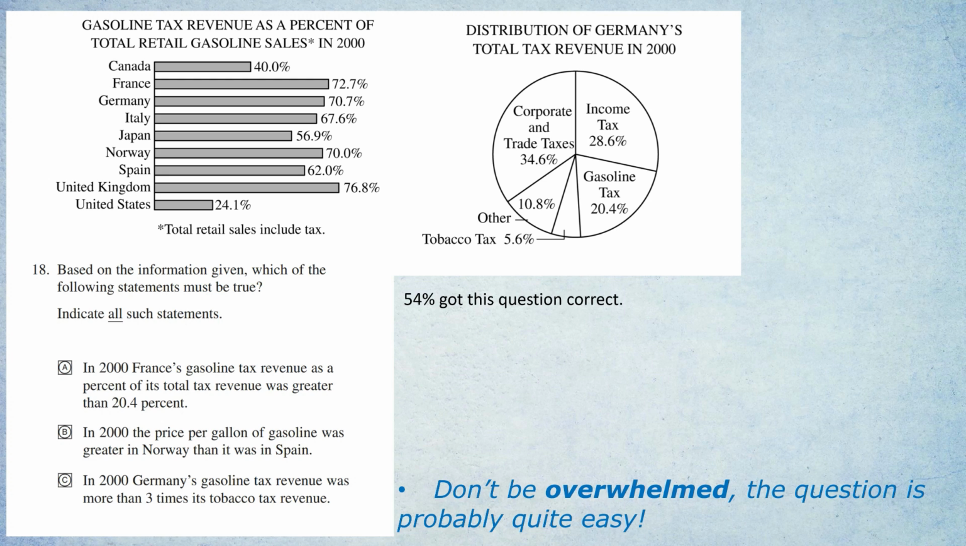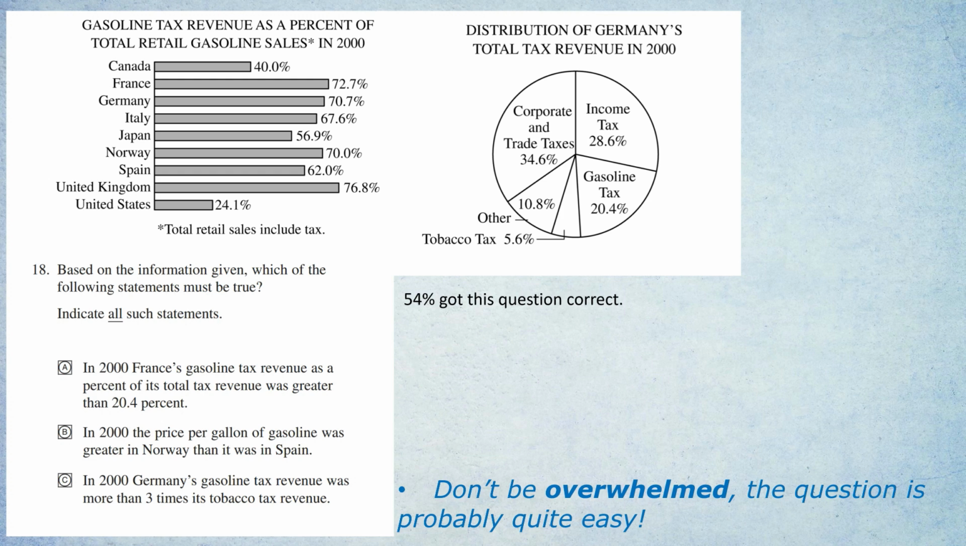correct. No, they want you to fall for that trap. That would be way too easy of an answer. Check what these percentages represent, and it's gasoline tax revenue as a percentage of gasoline sales. Nothing to do with price per gallon of gasoline. Therefore, we can be pretty confident that C is true, but let's check it.